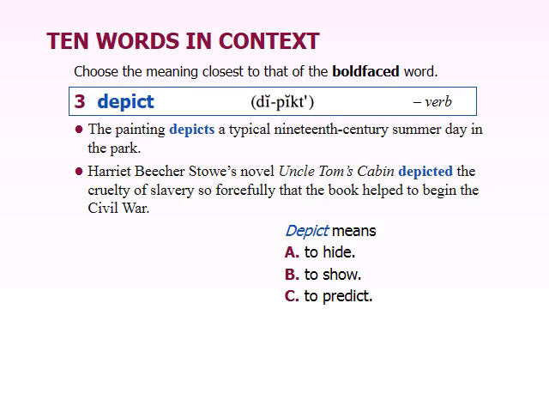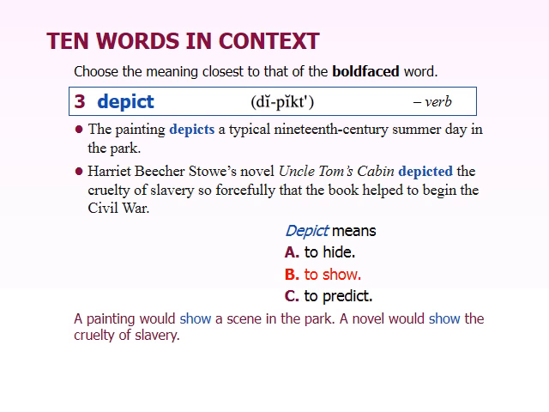Our next word here is depict, and this one is a verb. The painting depicts a typical 19th century summer day in the park. Harriet Beecher Stowe's novel, Uncle Tom's Cabin, depicted the cruelty of slavery so forcefully that the book helped to begin the Civil War. Depict means to show.